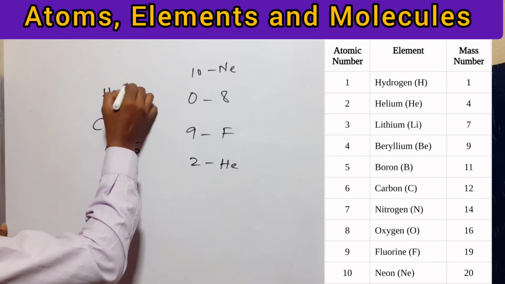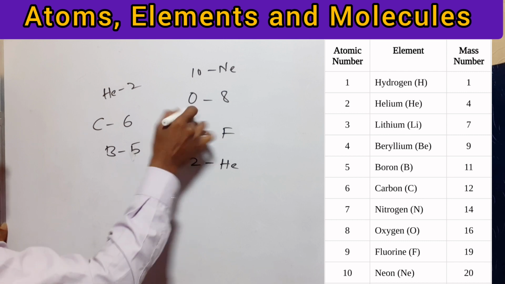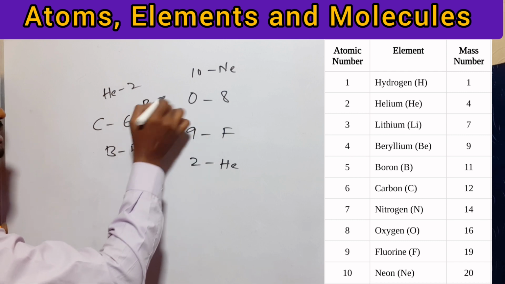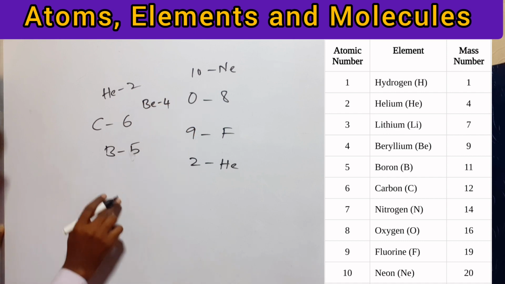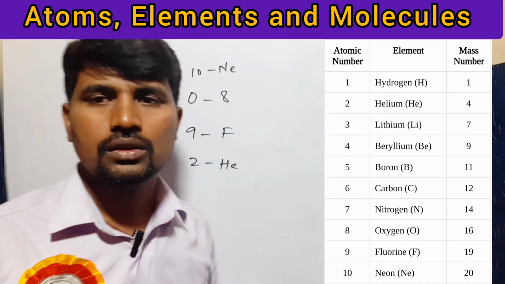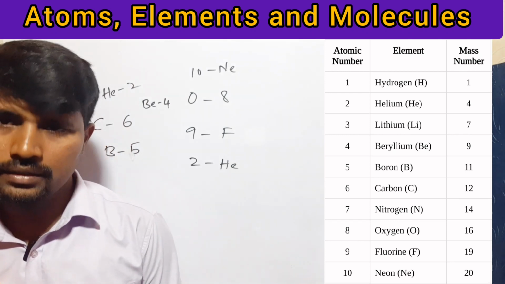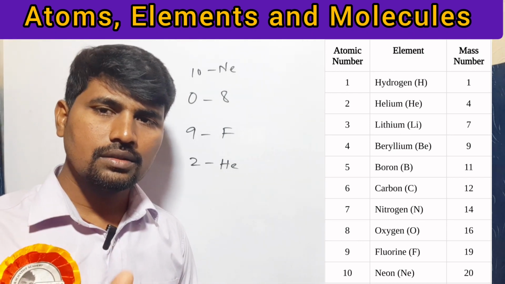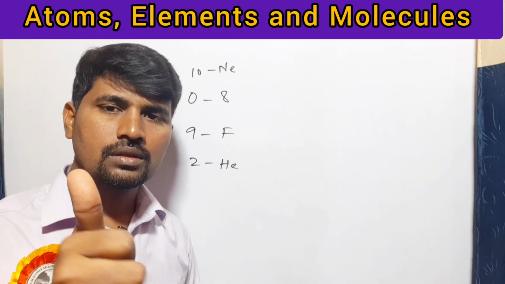Helium 2. Beryllium 4, even letters. Don't get confused. So like this you have to practice. 1 to 10 elements finished. Understood? All the best. Memorize.